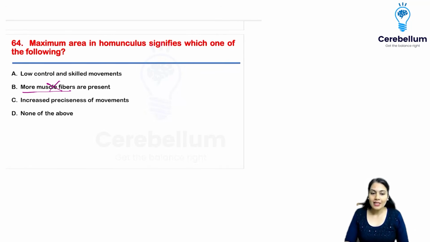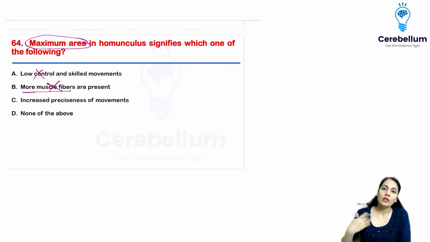Low control and skilled movement? No, not low control. We require higher control. That's why we have given more processing areas, right? So maximum area is given to the one which requires maximum control. Okay, so that is for the preciseness of the movement. Yes, we require precision.